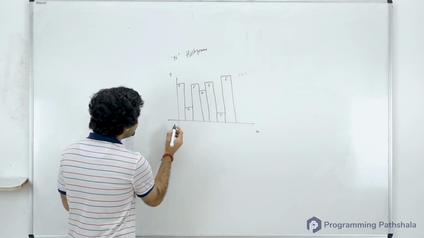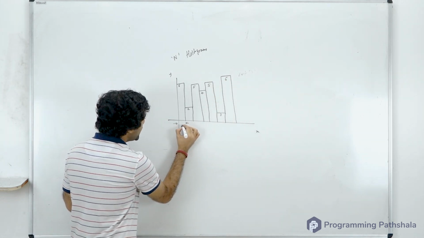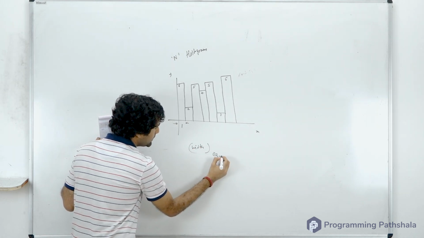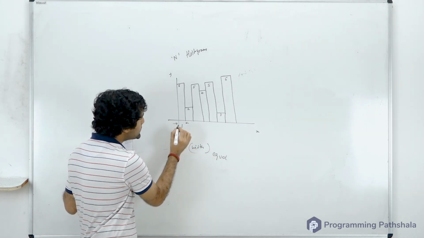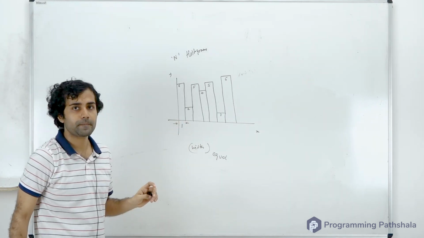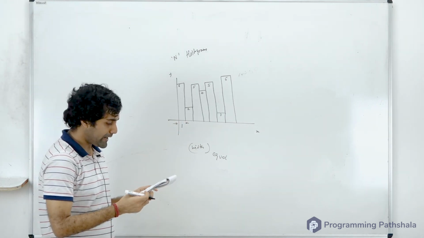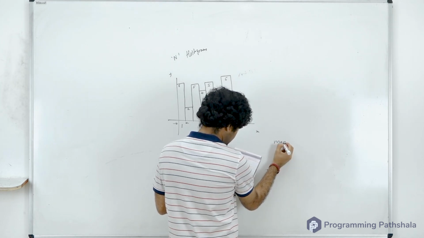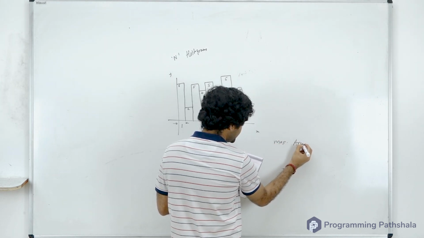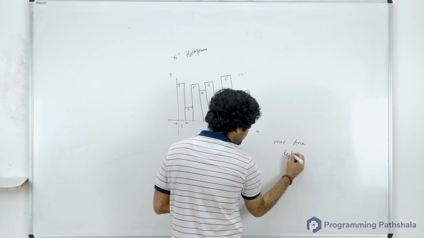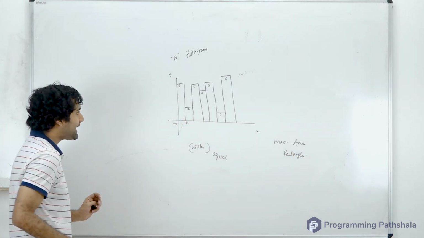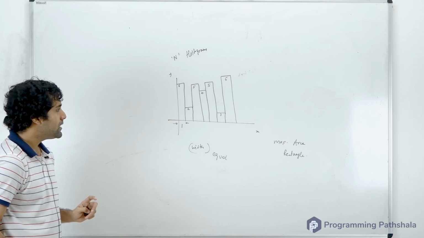And the width of every histogram is equal. Every width is 1 unit only, okay? So what you have to do is tell me the maximum area rectangle. You have to tell me the maximum area rectangle in this histogram.